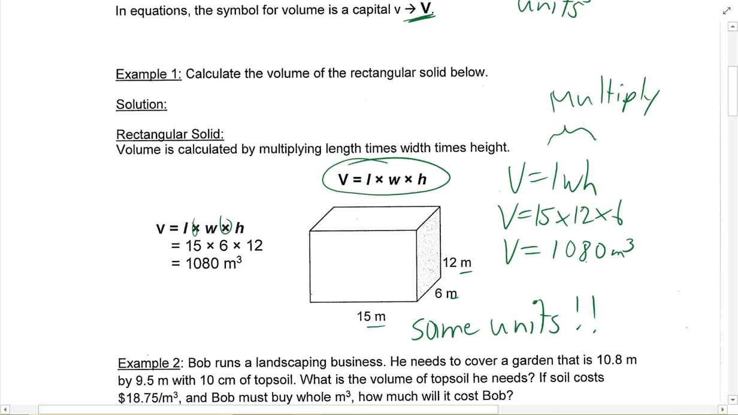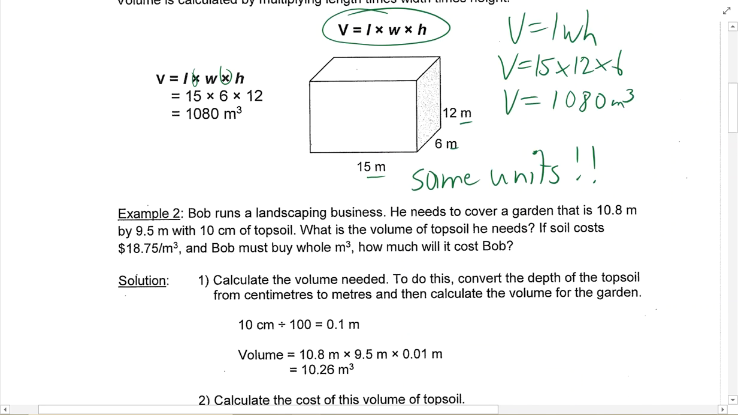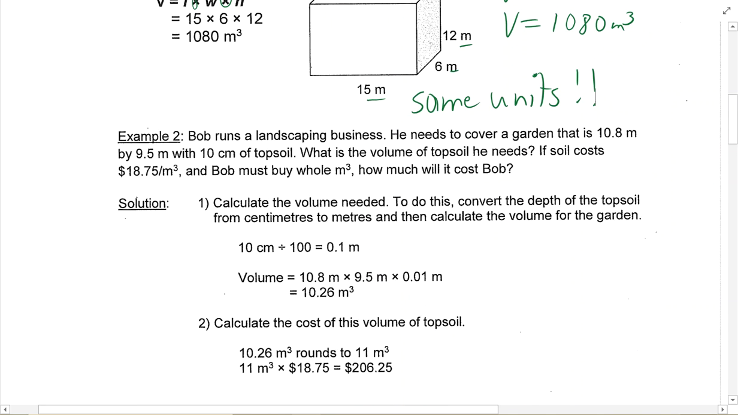Okay. Going forward, landscape business for a garden. So you're having to put topsoil. Topsoil is you only want a thin layer of soil on top, 10 centimeters, so that the grass will grow properly. So it is 10.8 meters by 9.5 meters, 10 centimeter topsoil. What did I just talk about? Units. That ain't going to work with that being centimeters and these two being meters. So we're going to have to convert it.